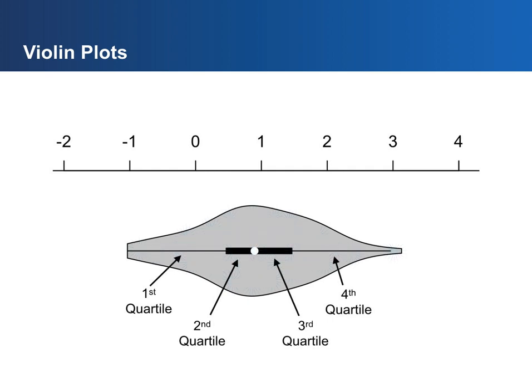Also included in the violin plot is a box plot, so we can see the different quartiles, the interquartile range, where our individuals lie. We also have the median represented by this dot in the middle, and if we have the distribution extending beyond the 4th quartile, we can see where the outliers are.